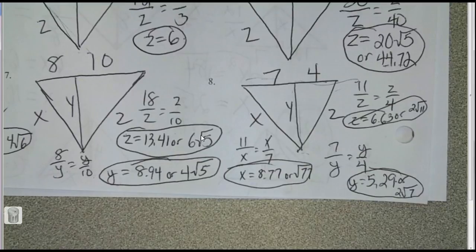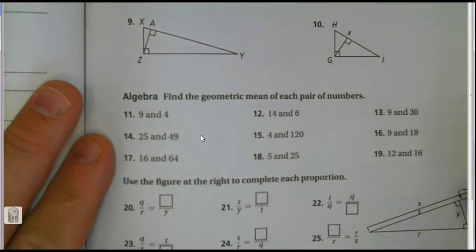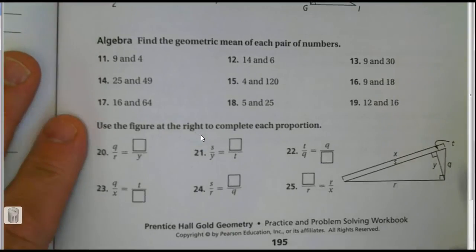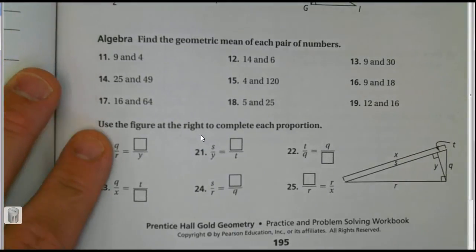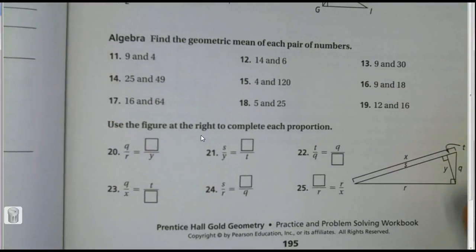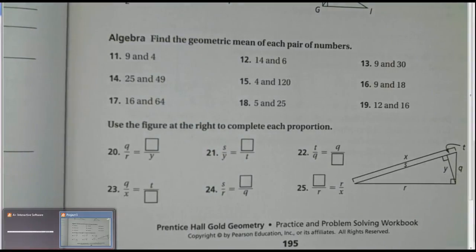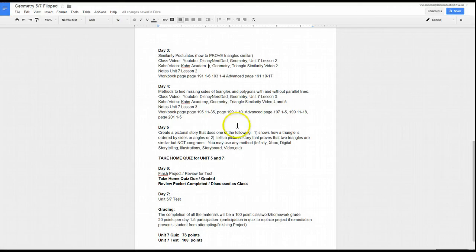Because these are so involved, I'm going to stop this video, and I'm going to create a second video for part 2, the parallel lines. But I want to go ahead and talk about the workbook work. So I believe it was page 195, 11 through 35.